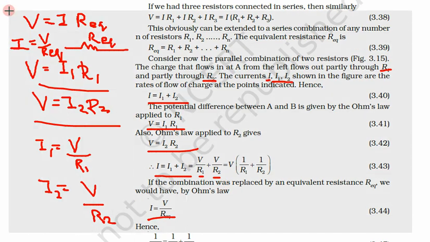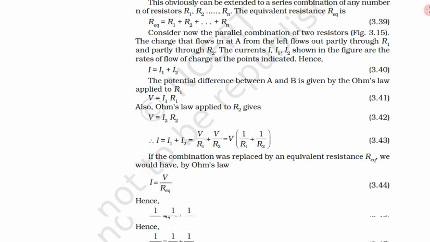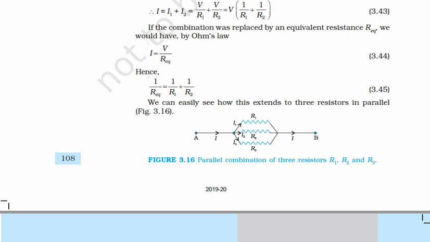So we have now two equations. I is equal to V upon R eq. I is equal to V times (1 by R1 plus 1 by R2). So equating both of these, V gets cancelled out. What we get? 1 upon R equivalent is equal to 1 upon R1 plus 1 upon R2. So this is the equivalent resistance.